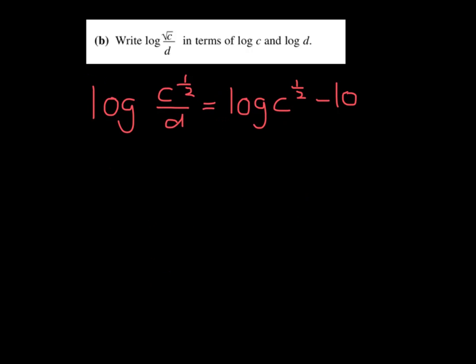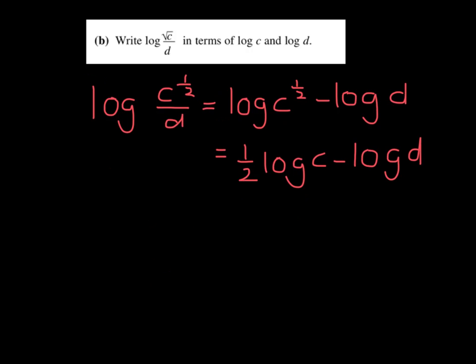B requires us to use the same laws again, only this time in reverse. So I'm going to start by writing the square root of c as c to the power a half, divided by d. I know from my second law that division is equivalent to subtraction, so that's log of c to the power a half minus log d. And then finally, from the third rule, I can bring the half down in front of the log. So a half log c minus log d.